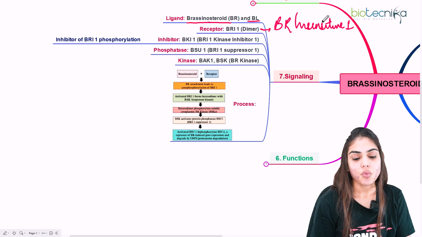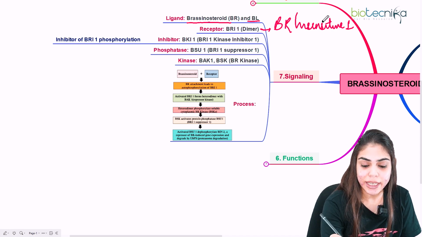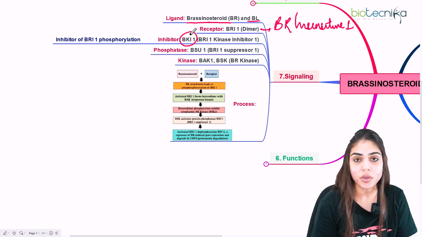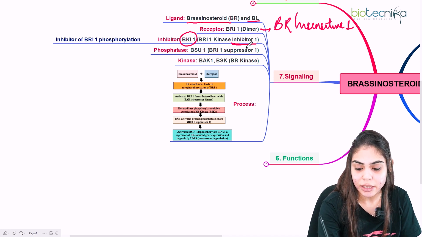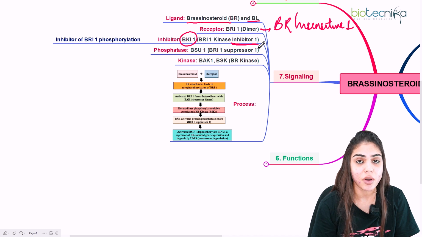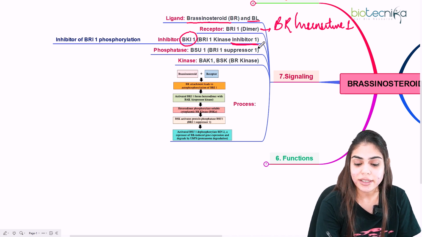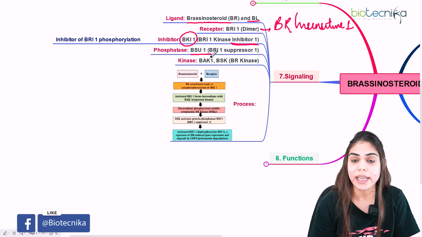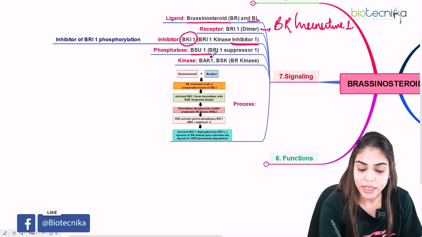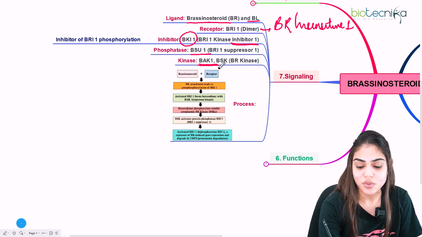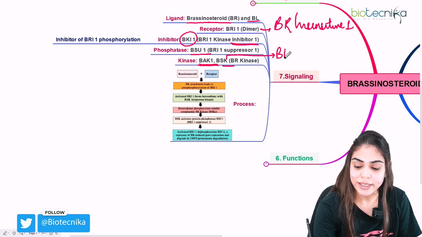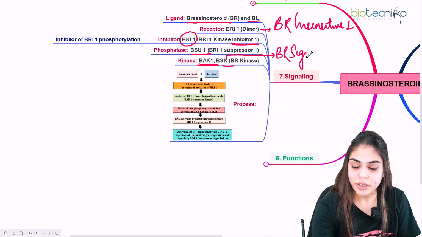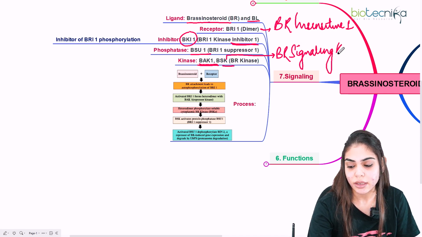What's the name of the inhibitor? It's BKI1, which is also known as BRI1 kinase inhibitor 1. So this is the inhibitor for this signaling pathway, which is called BKI1. What is the name of the phosphatase? That is BSU1. And what's the name of the kinase? That is BAK1 as well as BSK, which is also known as brassinosteroid signaling kinase. So this is the main kinase from where the signaling starts in plants.